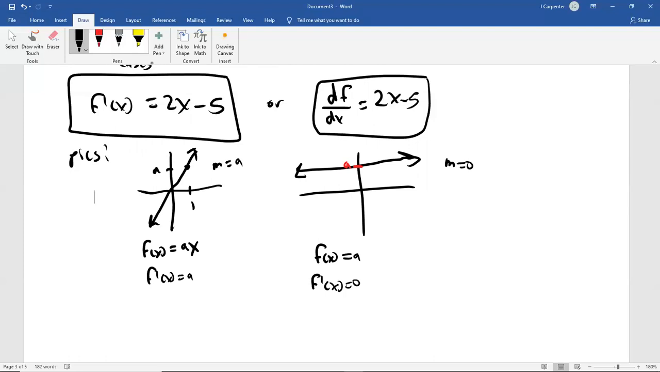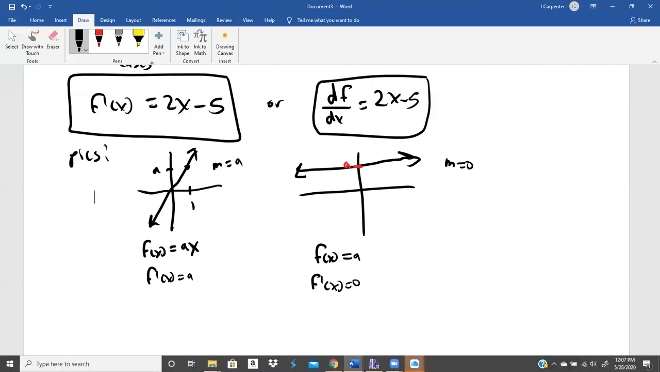Again, it is extremely important, in my opinion, to understand these shortcuts of the rules, that the derivative of a linear term is its coefficient. The derivative of a constant term is 0. It just goes away. She gone.